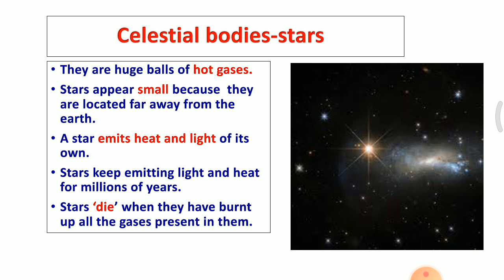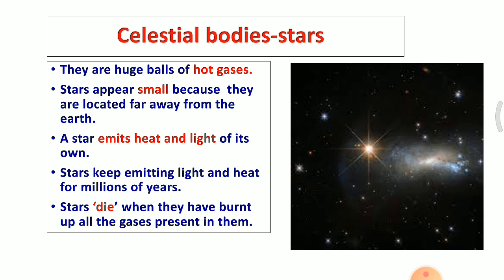Stars appear small because they are located far away from the earth. Why do the stars look very small? Because they are far away from our earth. There are millions of kilometers between the earth and a star. A star emits heat and light of its own. The star also gives heat and light, like the sun.